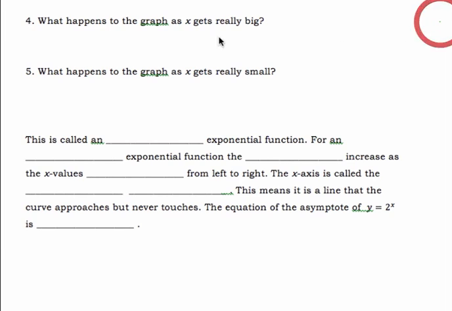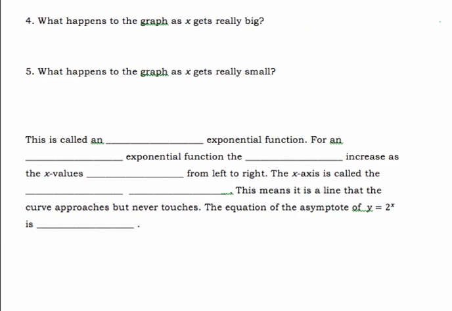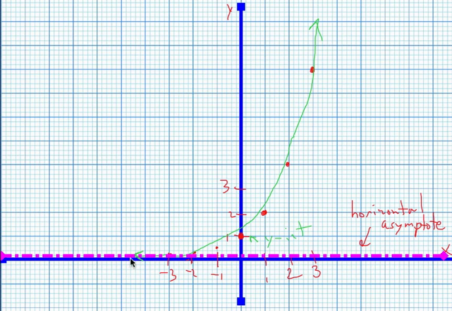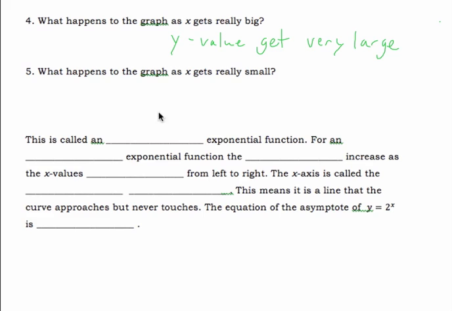Number 4 here. What happens to the graph as x gets really big? Well, if you look at the graph, as x gets really, really big, then the y values get really, really big. What happens to the graph as x gets really small? Well, as x gets really small, the y values get closer and closer to 0.